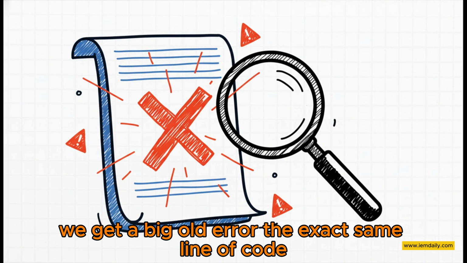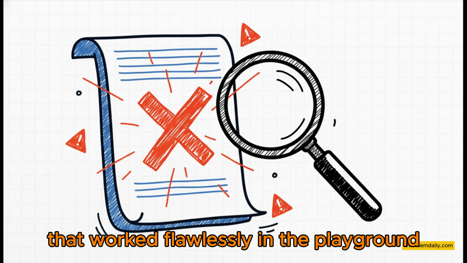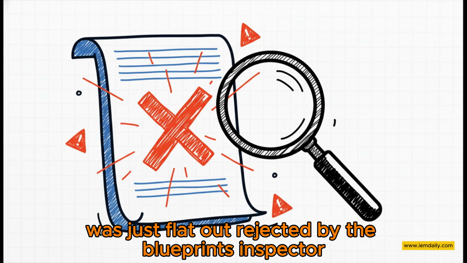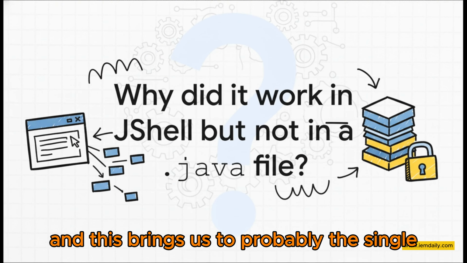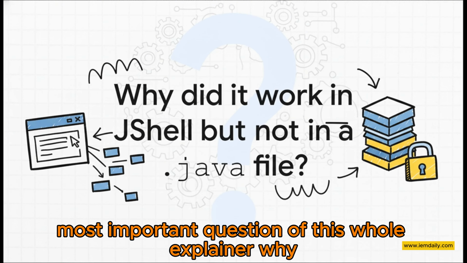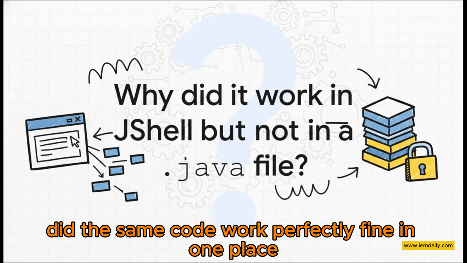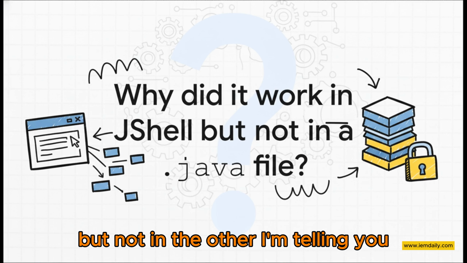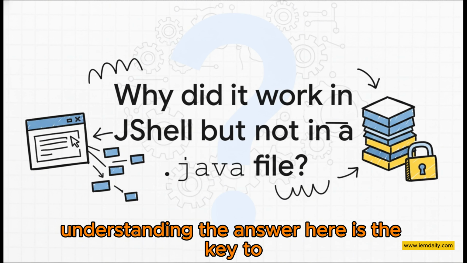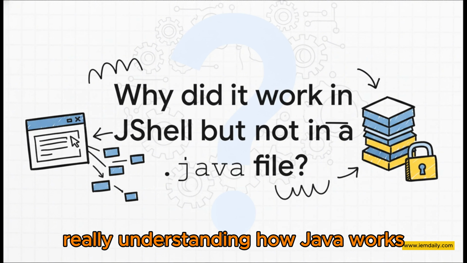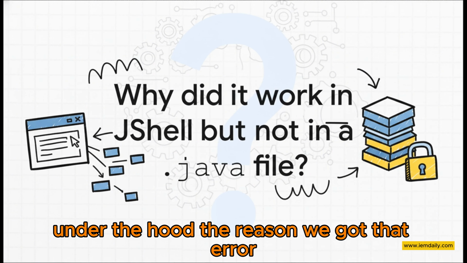The exact same line of code that worked flawlessly in the playground was just flat out rejected by the blueprint's inspector. And this brings us to probably the single most important question of this whole explainer. Why? Why on earth did the same code work perfectly fine in one place, but not in the other? I'm telling you, understanding the answer here is the key to really understanding how Java works under the hood.